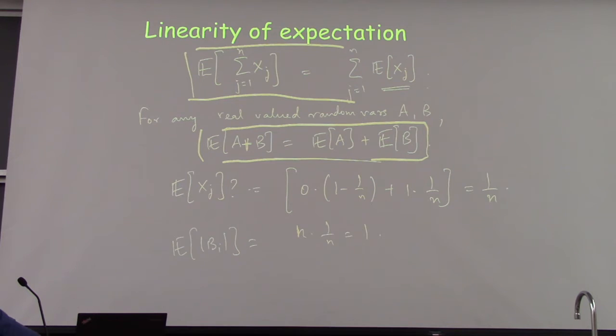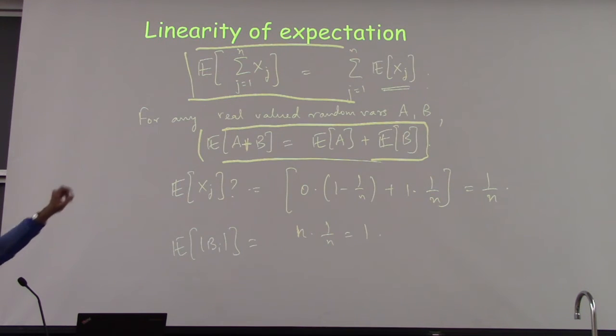Okay. So this says that in expectation, each bin has size 1. So that's the expected size of each bin. So what about collisions? Collisions are two different balls that go into the same bin. So that's when we say there exists a collision.